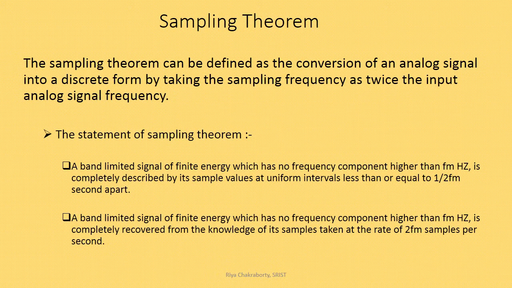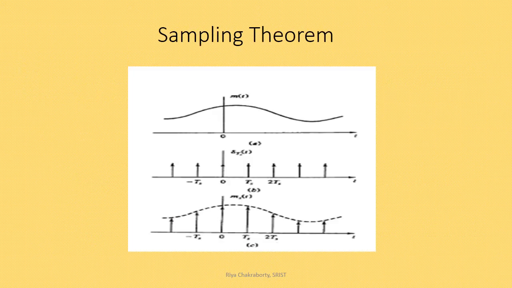So, the first part represents the representation of the signal in its samples and the minimum sampling rate required to represent a continuous time signal in its samples. And the second part of the theorem represents reconstruction of the original signal from its samples. Please go through the diagram of the sampling theorem which I explained to you on the previous slide.